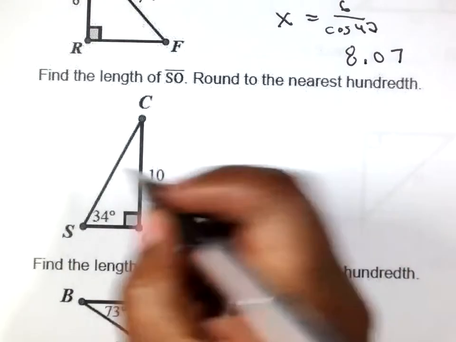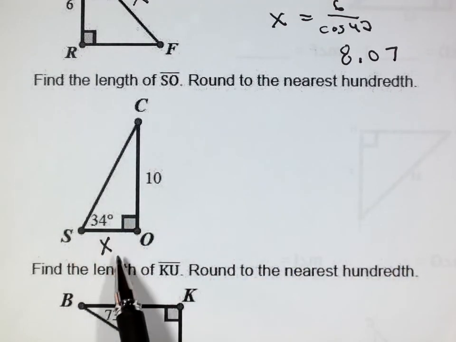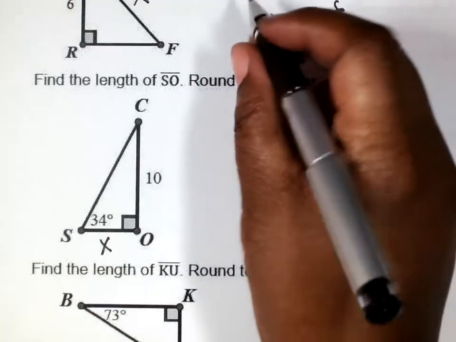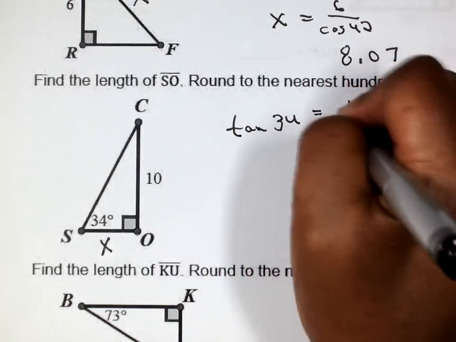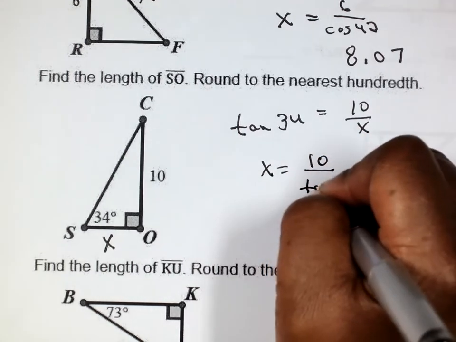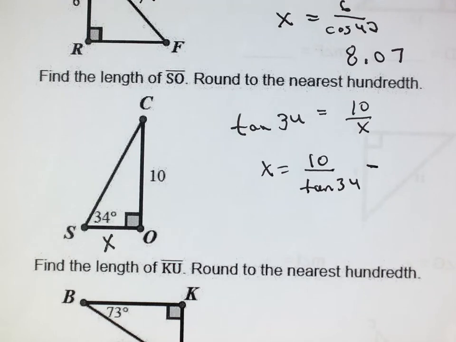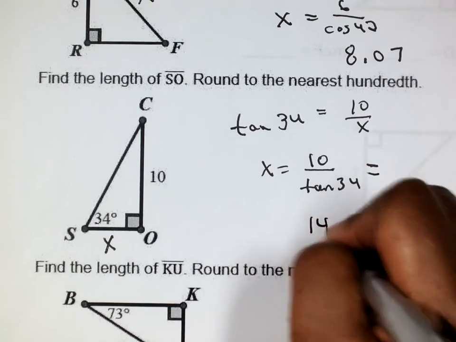Here we want to find SO. So we have adjacent and opposite. So that's going to be tangent. Tangent 34 equals opposite over adjacent. So 10 divided by tangent 34 gives me 14.83.